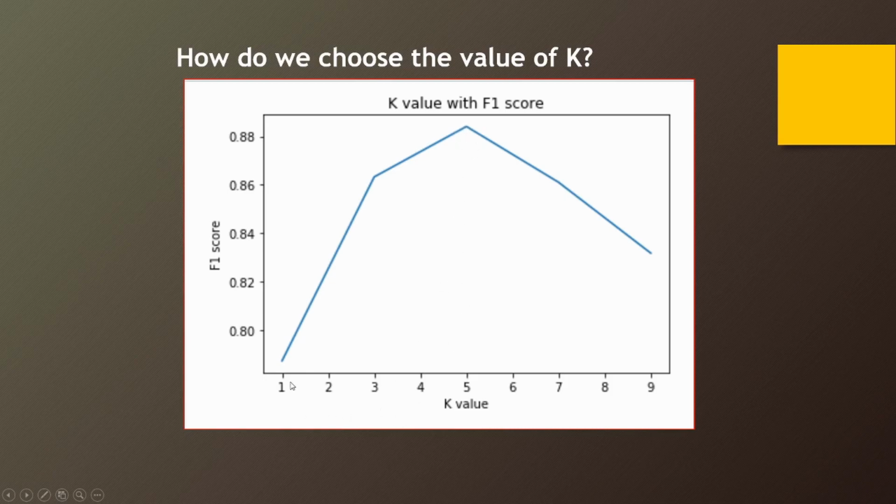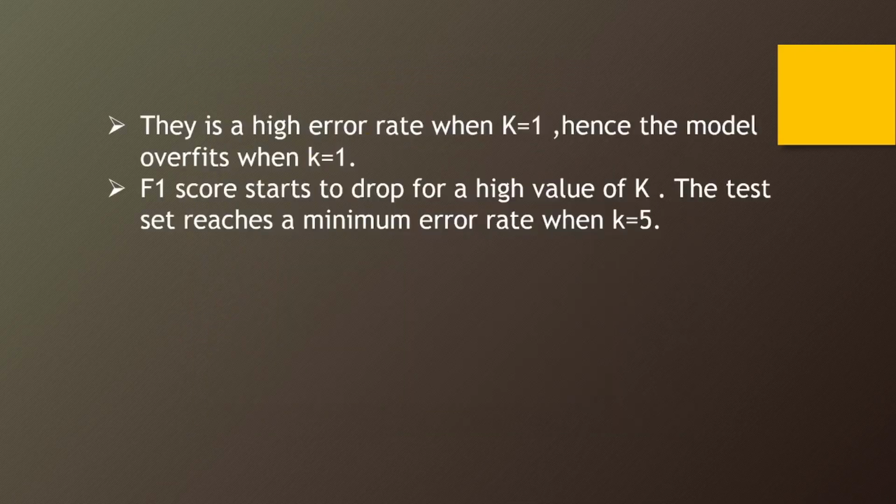This means that when k is equal to 1, our model is overfitting. Overfitting is a scenario whereby our model learns the training features, but is unable to generalize when it's given new data. It's like when you study for a test and you cram examples, but when the test comes, you fail to generalize to the questions given in the test. There is a higher error rate when k is equal to 1, hence the model overfits.